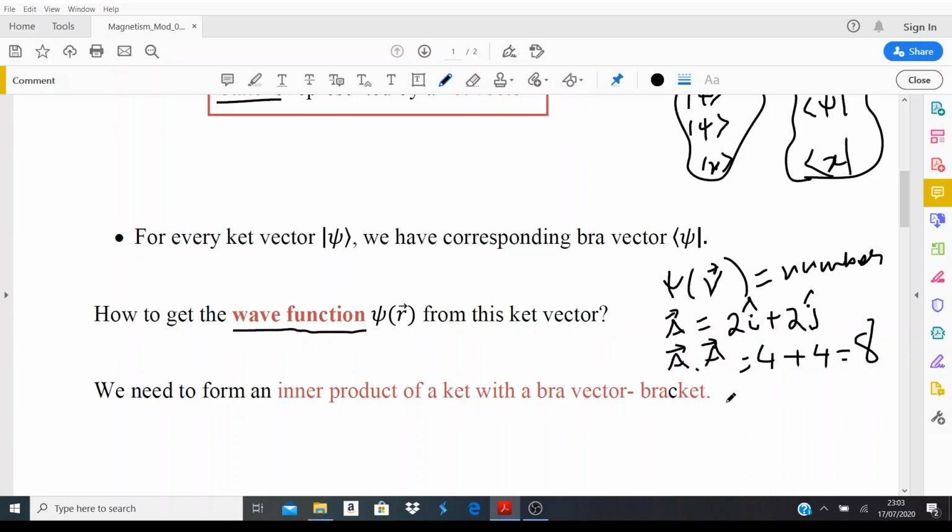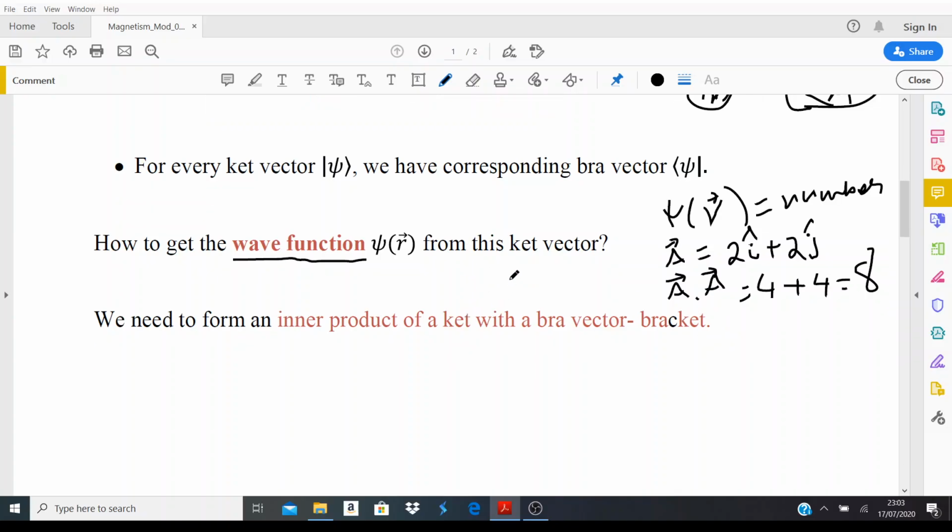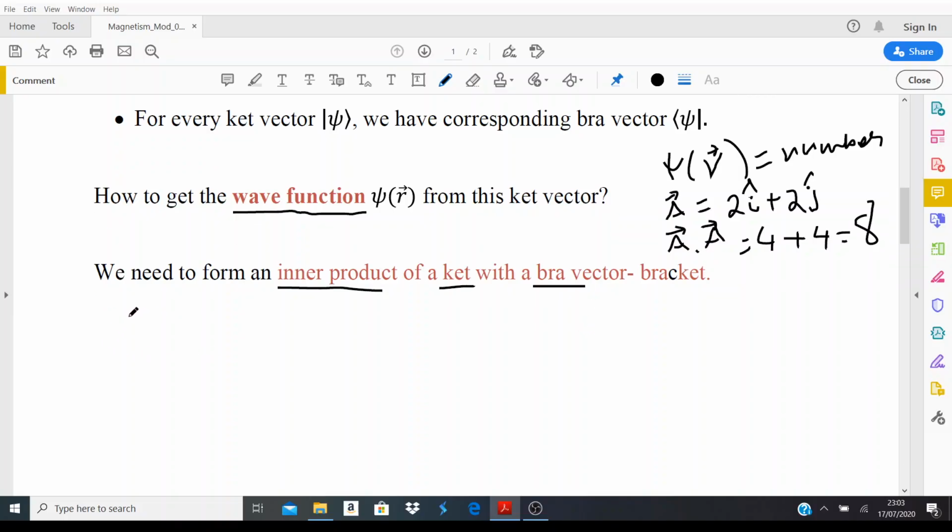A similar concept is used in quantum mechanics. So you need to form an inner product of a ket vector and a bra vector to make a number. Let's say we have a bra vector, maybe it's phi, and we have some ket, maybe it's psi.